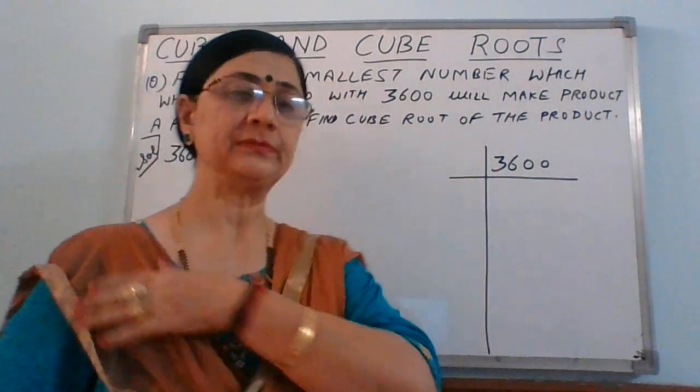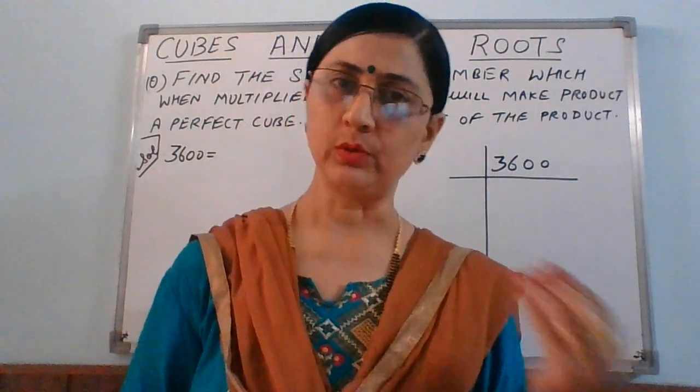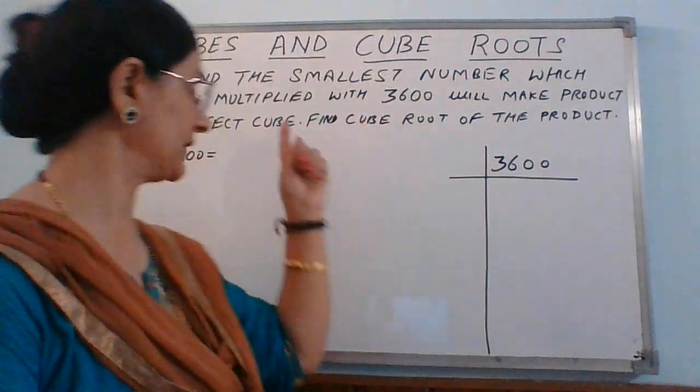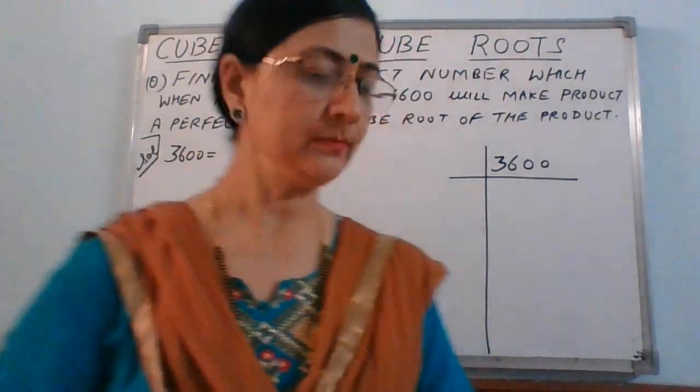So this is not a perfect cube. So we need to make it a perfect cube. So by what number we should multiply? This is a question of multiply. हम इसको किस से multiply करें कि वो हमारा एक perfect cube बन जाए.